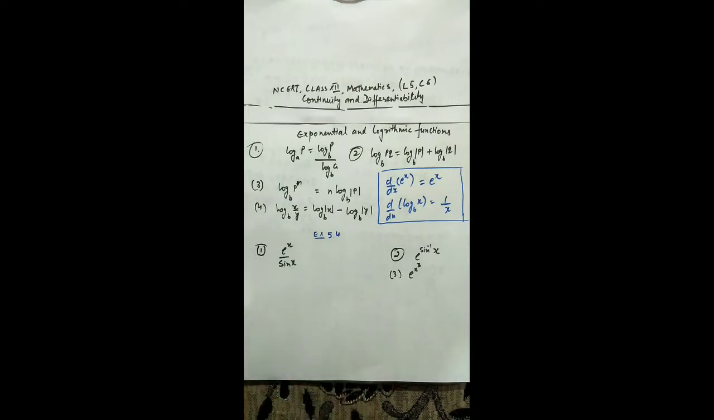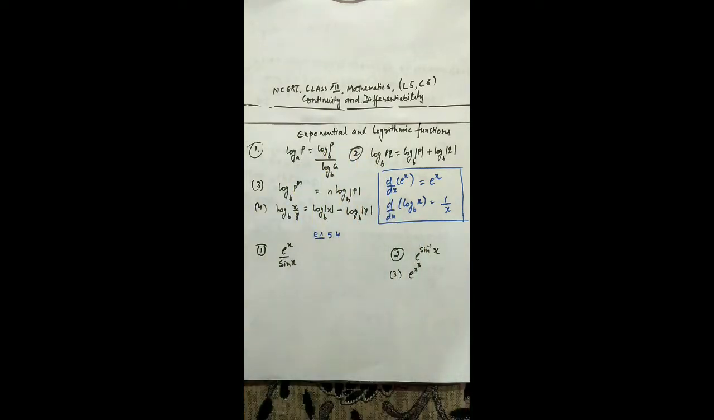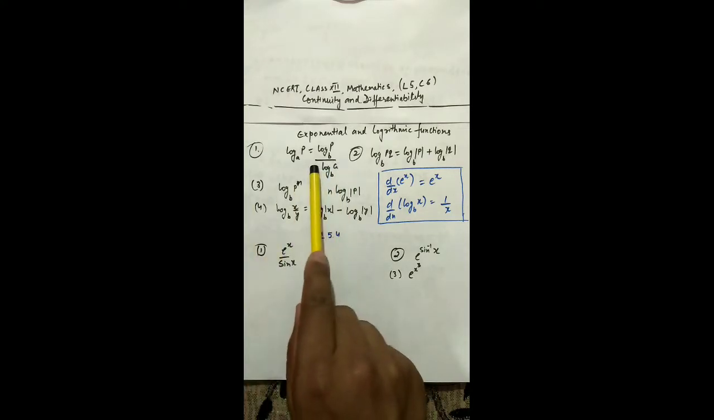We are going to discuss the derivatives of exponential and logarithmic functions. The formulas are given. The derivative d by dx of e^x is e^x, and for log_b x, with base b, the derivative will be 1 upon x. But see some important algebra of logarithmic functions, so that you can just have a look.